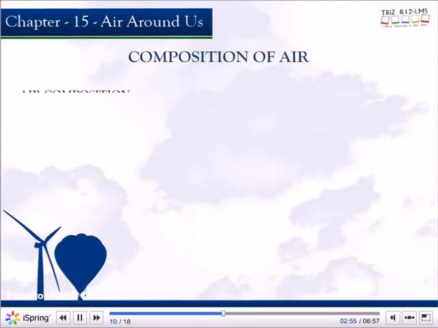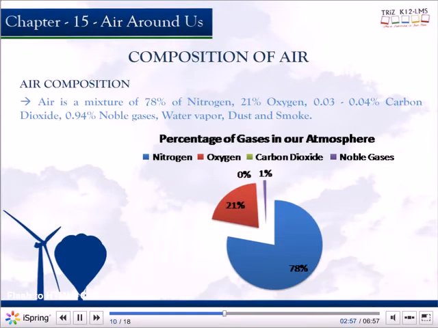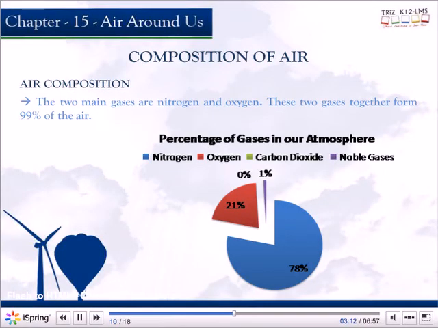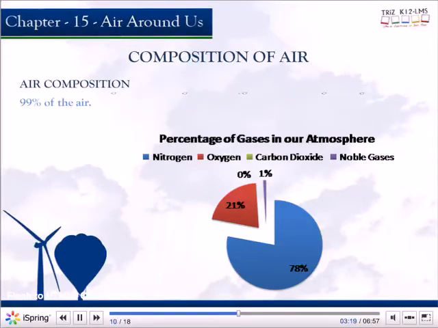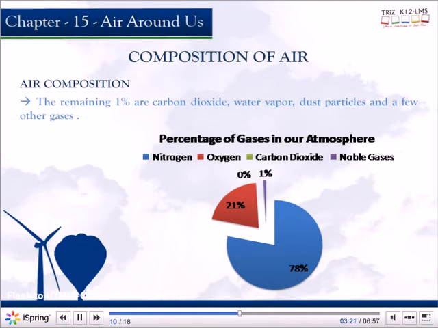Composition of air. Air is a mixture of 78% of nitrogen, 21% oxygen, 0.03 to 0.04% carbon dioxide, 0.94% noble gases, water vapor, dust and smoke. The two main gases are nitrogen and oxygen. These two gases together form 99% of the air. The remaining 1% are carbon dioxide, water vapor, dust particles and a few other gases.